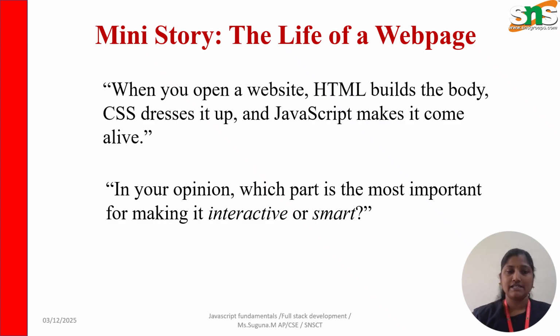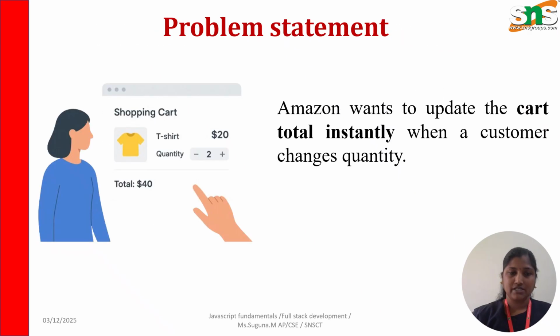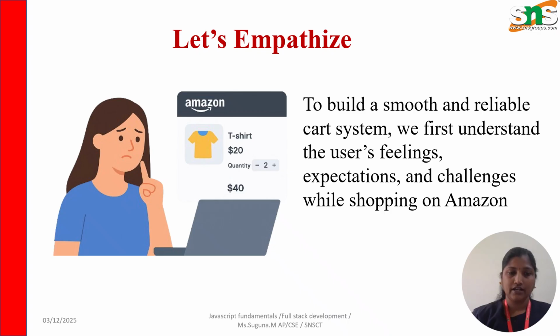Let's understand with a real world example by taking a problem statement. Our problem statement is: Amazon wants to update the cart total instantly when a customer changes the product quantity. If the total updates slowly or wrongly, what happens? Then the user will get confused. The user will lose trust, the business will lose its customers, so this problem needs an instant and a smart solution.